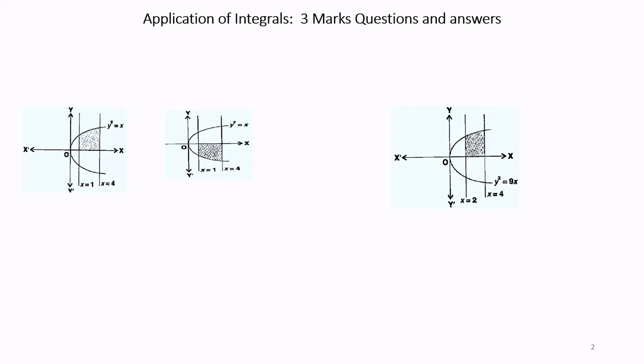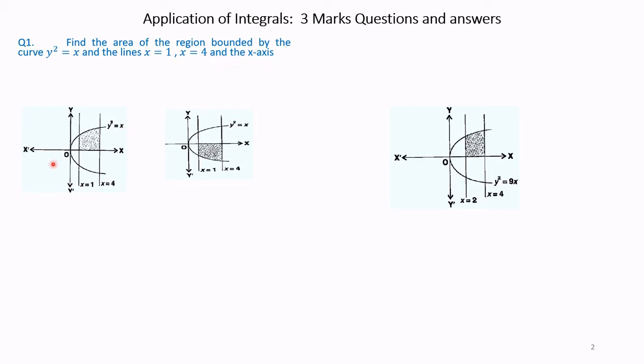So let us take up some worked examples in the form of questions and answers for 3 marks. There will be a 3 marks question on this. Question number 1. Find the area of the region bounded by the curve y squared equals x and the lines x equals 1 and x equals 4 and the x-axis.